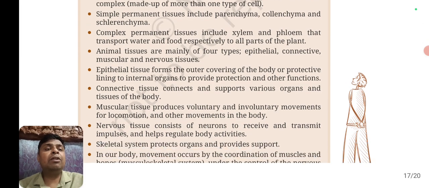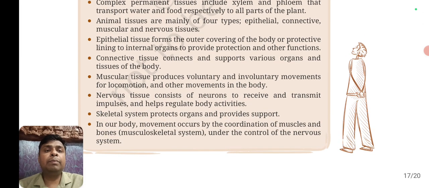Animal tissues mainly are of four types: epithelial, connective, muscular, and nervous. Epithelial tissues are nothing but the covering that is present over the body and protects the internal organs also. Connective tissue connects and supports the body and various organs of the body. Muscular tissue produces voluntary and involuntary movements, locomotion. And nervous tissue consists of neurons that control the body, send nerve signals, and sense what is there in our surroundings. They convey the information to the brain and spinal cord.